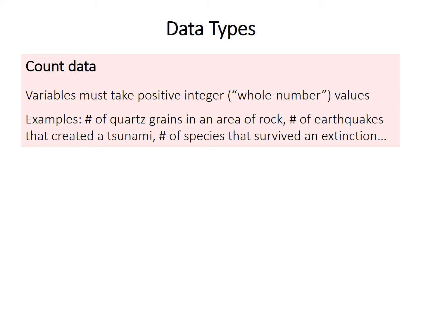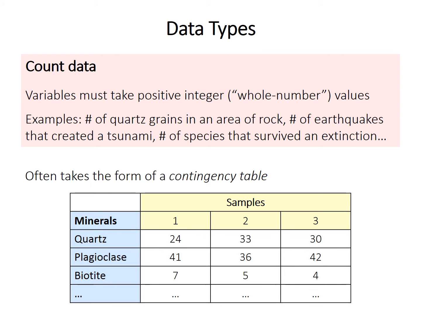The other main type of data is called count data. So these are counts of items in categories, like the number of quartz grains in an area of rock, the number of species that survived in extinction, and so forth. Because they're counts, they must be positive values and they must be integers or whole numbers. You can't have a fraction of a species or half a quartz grain. So this data often comes in the form of a contingency table, which lists the counts of items in the categories. And we will come back to this type of data in a couple weeks.